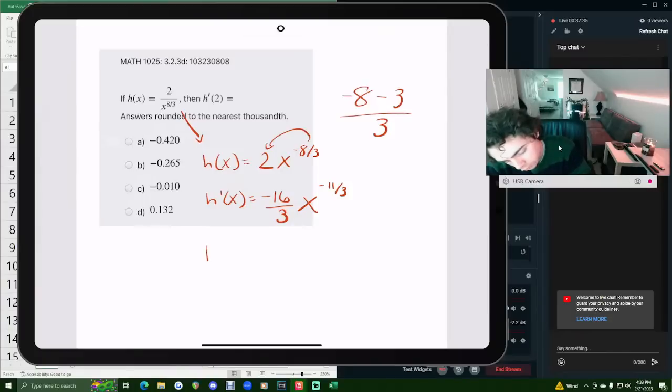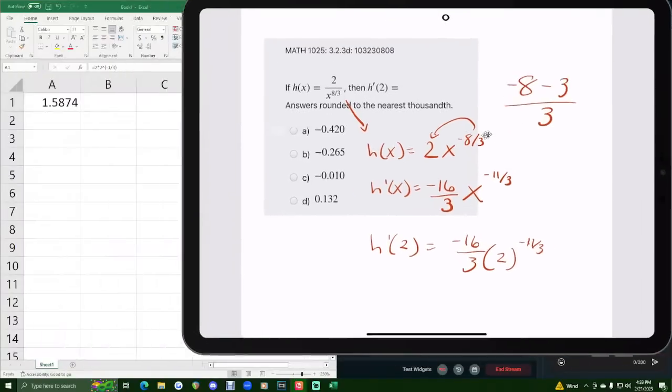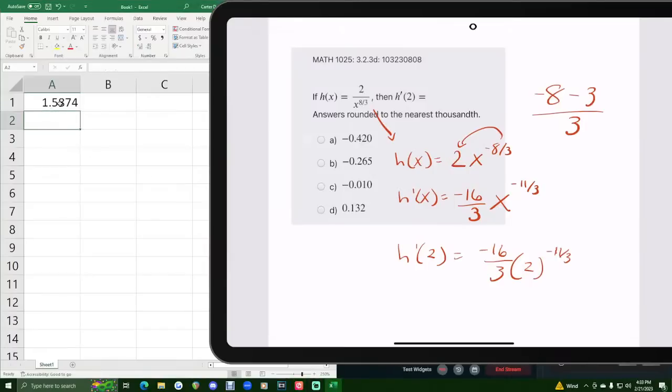So then we just plug in 2 wherever we see x. All right, and that's it. So let's demonstrate that in Excel. -16/3 times 2 raised to the power of, in parentheses, -11/3. Hit enter, and we get -420. Nice.